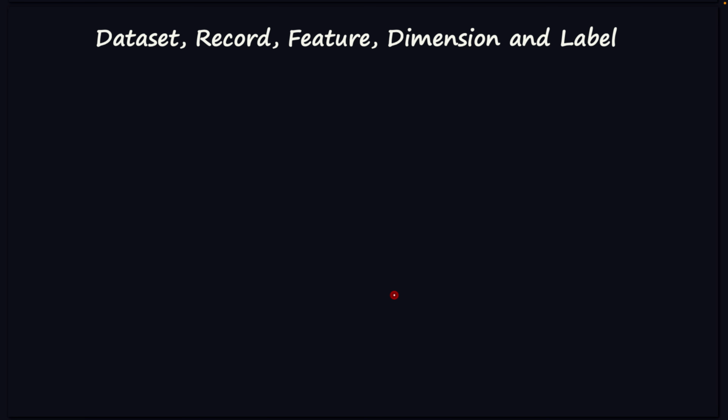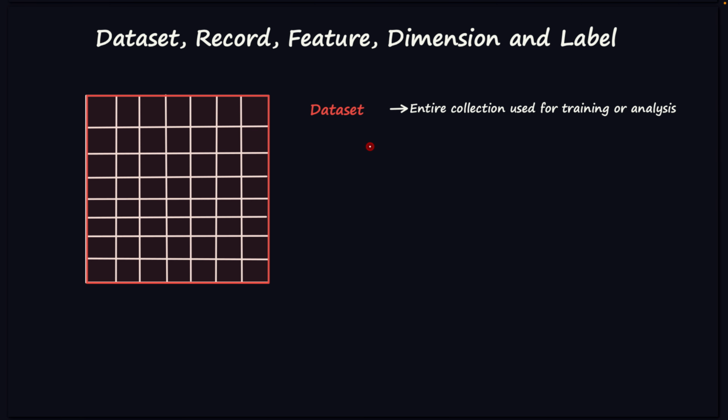Now, let's understand some of the common terminology with respect to data. The first one is data set. A data set is basically the entire collection of data used for training or analysis purposes. In this example, I have taken this tabular format data. If you see here, the entire collection of data, we have many rows and many columns. All of these that we have taken for our training or analysis is called a data set. Then we have record. A record is nothing but an individual row within this particular data set. It is basically a single instance.